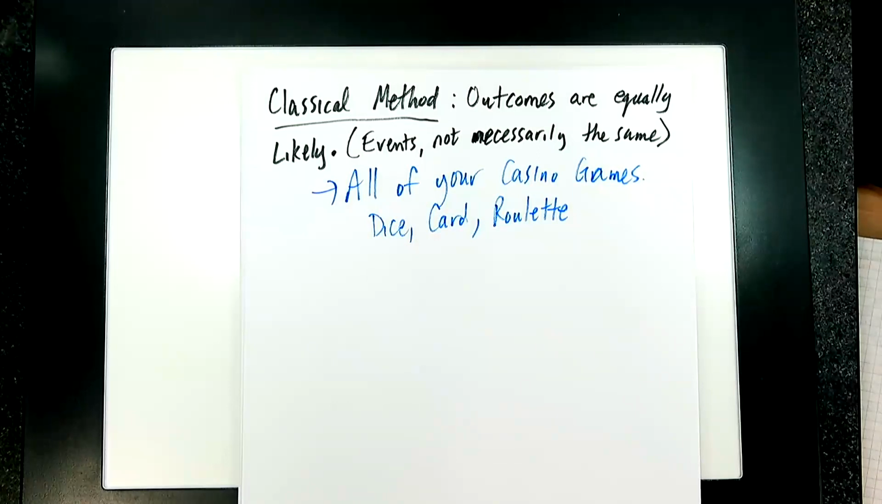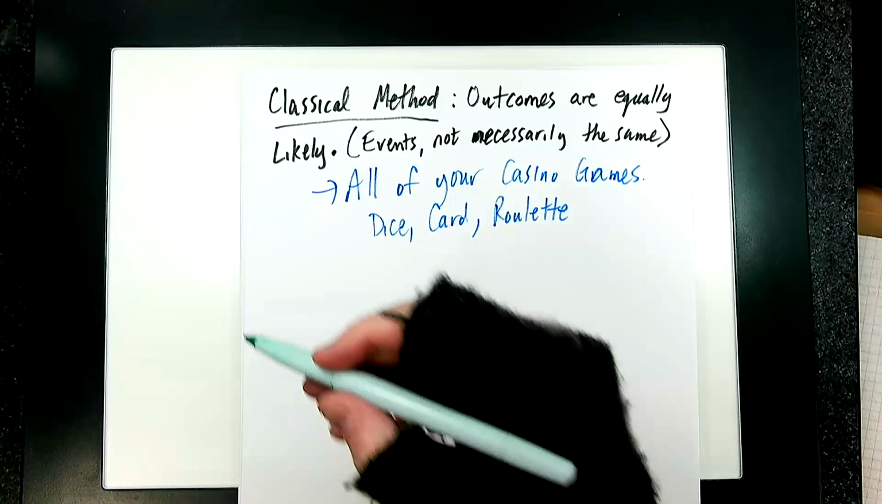The probability of drawing any specific card in a deck of cards is 1/52. Probability of rolling any specific number on a six-sided die is 1/6. That's the classical method. That's when you know the outcomes are equally likely. We don't always know this. If we don't know this, we do the empirical method.